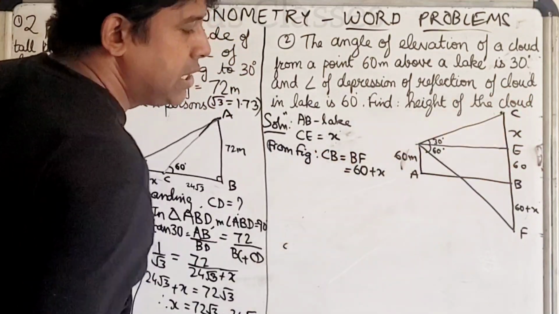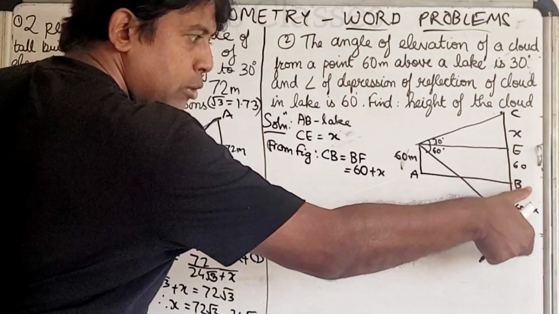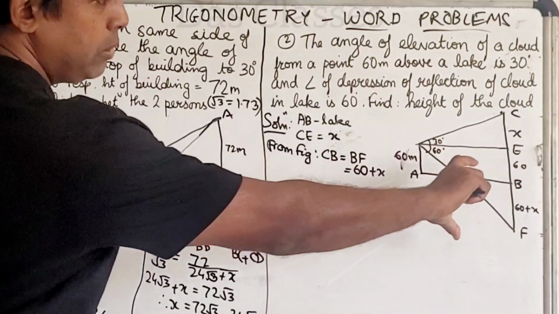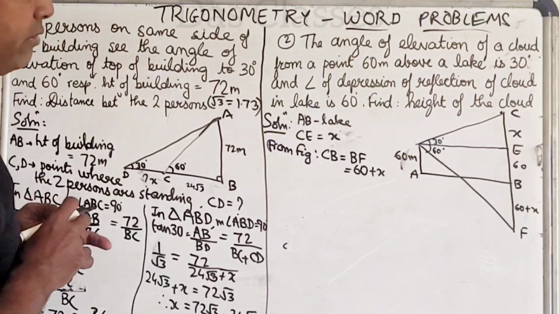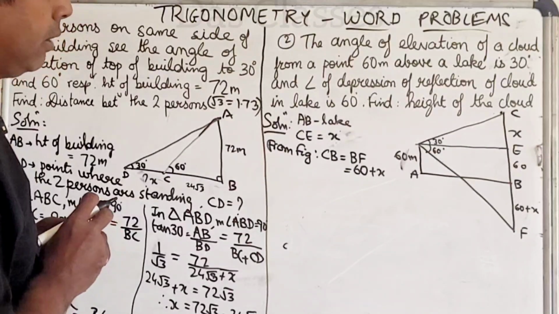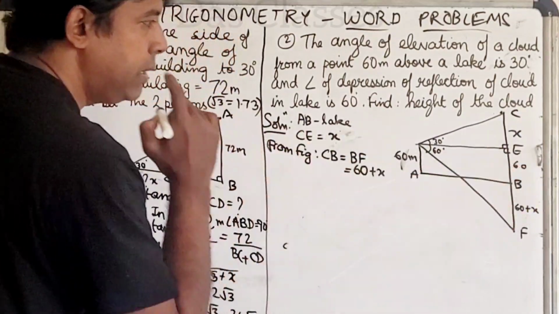So this full thing would be 60 plus X. Wherever the point is above the lake, that much it will be below the lake. So CB will be equal to BF, that is 60 plus X. Now how do we calculate the height of the cloud? Now let's consider the triangle. This is going to be 90 degrees. This is also going to be 90 degrees.